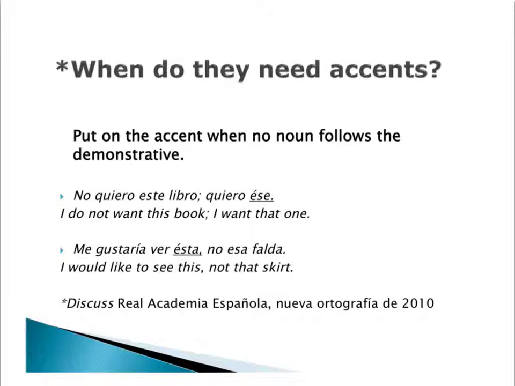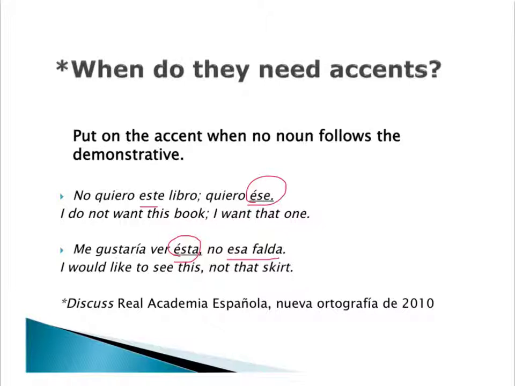So let's look at some examples. No quiero este libro, quiero ése. Notice that ése that I just circled does have an accent mark because it's not followed by a noun. I do not want this book, I want that one. Here's another example. Me gustaría ver ésta, no esa falda. Note that ésta that I circled has an accent mark because it's not followed by a noun. But esa falda does not have an accent mark because there's a noun after esa, and that noun is falda.